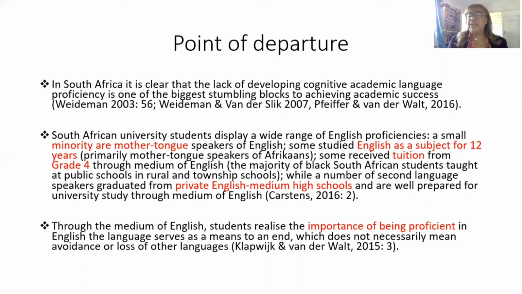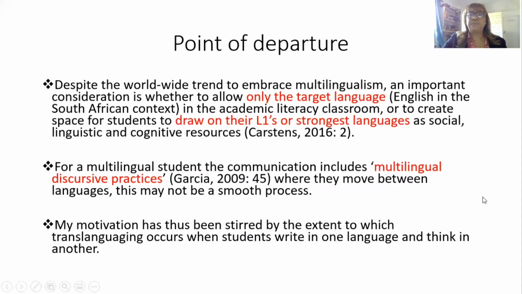And then there's a number of second language speakers that graduate from English medium high schools, and they are reasonably well prepared to study English at university, when the university is English medium, and most of our universities today are English medium. And then, according to Klapwyk and van der Walt, students do realize the importance of being proficient in the English language, and they also feel that it serves as a means to an end, and this doesn't necessarily mean that they have to avoid or lose their home language.